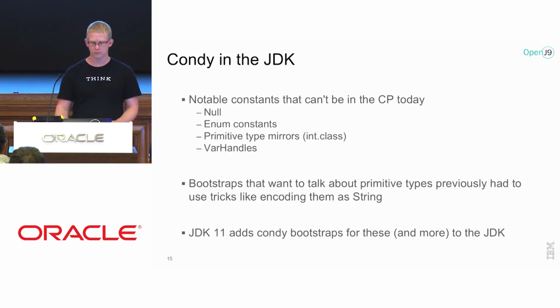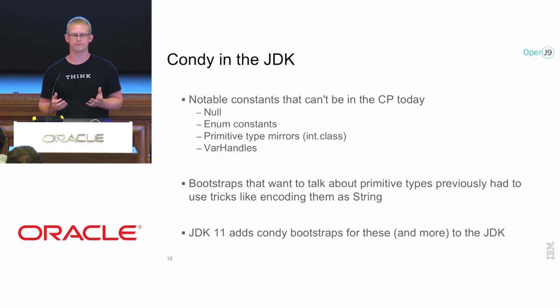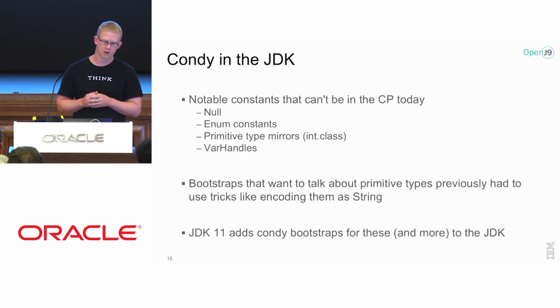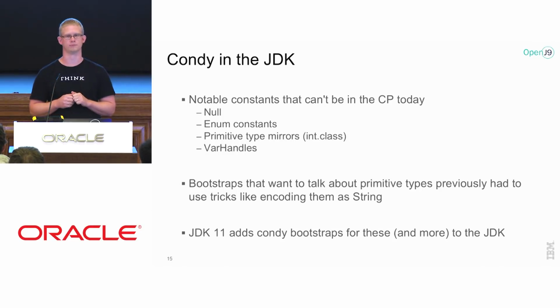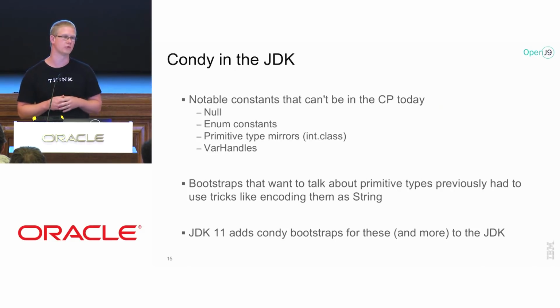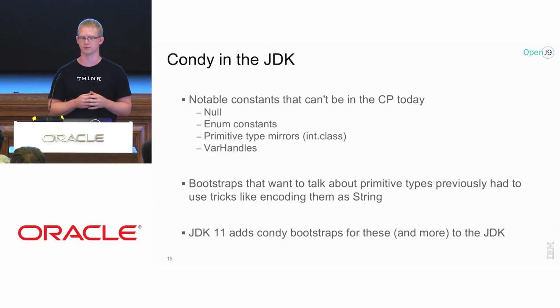All right, so what does that do for us? Well, first thing it does for us is it says we can put all kinds of things that are constant into the constant pool, even if we couldn't before. So we can put null in the constant pool. We can put enum constants in. We can put primitive type mirrors. So the example I showed earlier used boolean.class, but any of those primitive type classes that you want, you can put in the constant pool now. You can put var handles there.